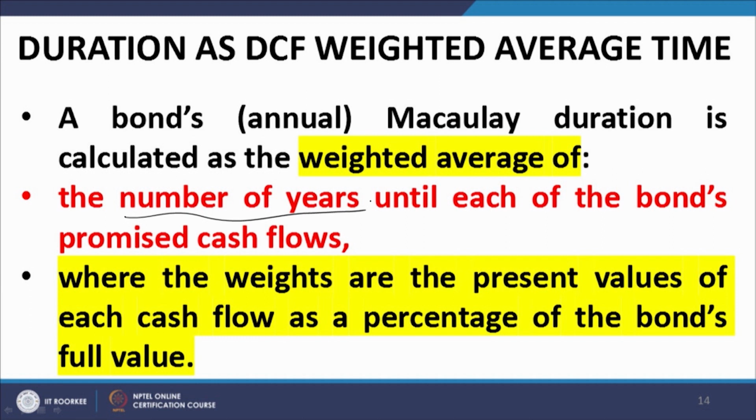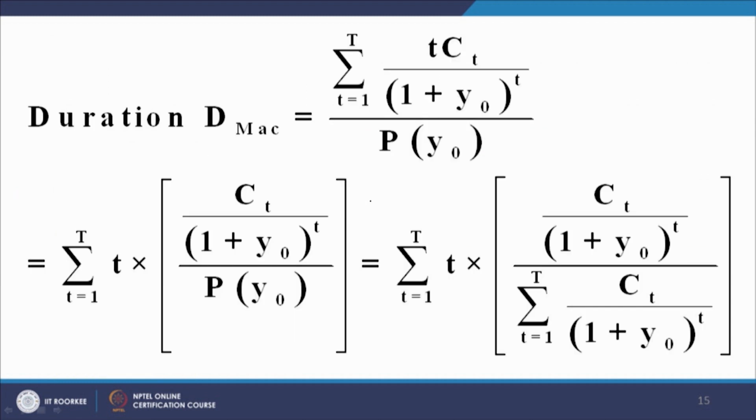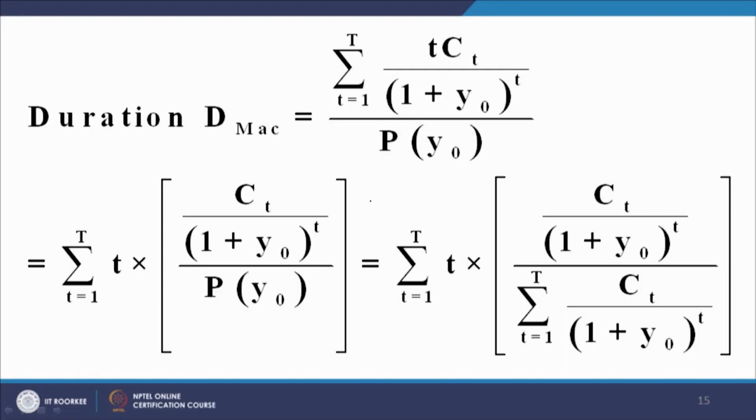What is that something? The weights are the present values of each cash flow as a percentage of the bond's full value, or the bond's price. How we have arrived at this definition is clear in the next slide. This is the analytics corresponding to the interpretation of the duration as a weighted time period. You can see here this time period T is being weighted by this expression divided by this expression, and please note, this is the aggregate of all these cash flows. So, the total of the weights obviously turns out to be 1.